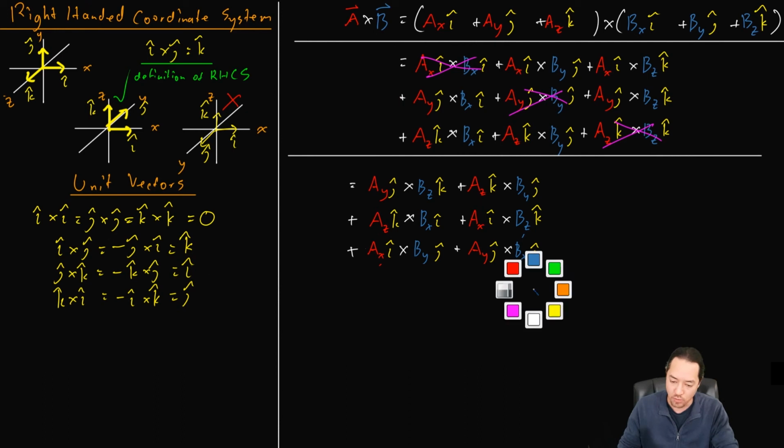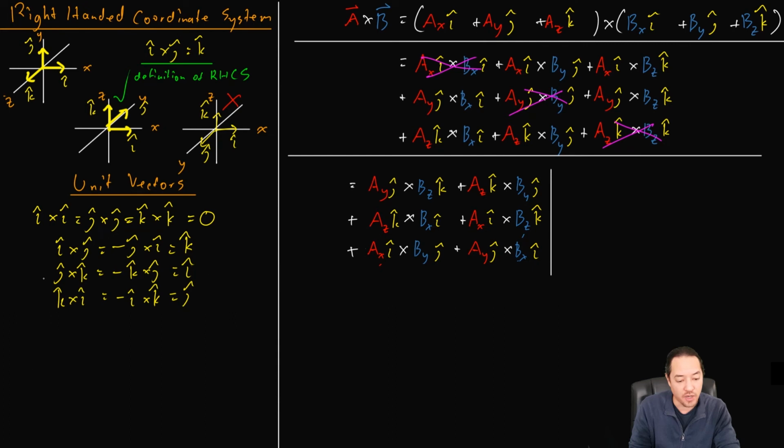Now, why did I put them in this order? Well, it's because they're going to simplify a little bit, right? Here we have a j hat cross a k hat, and if we look over here, we're going to see, where is that? j hat cross a k hat is going to be right here, right? So this is going to give us an i hat as our final result, right? We're going to see that this is equal to Ay times Bz in the i hat direction, right?